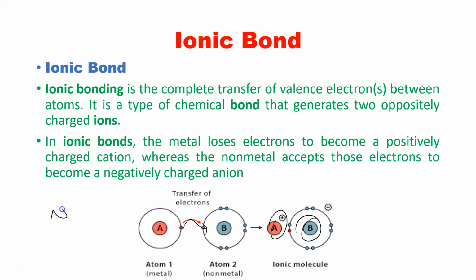So a very famous example is sodium chloride. The formation of sodium chloride is an ionic bond. Sodium here is a metal, while chlorine is a non-metal in this molecule.